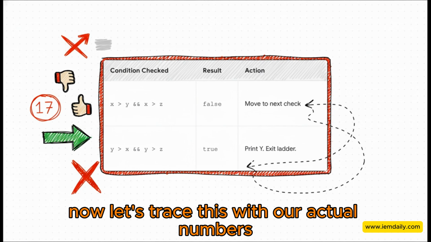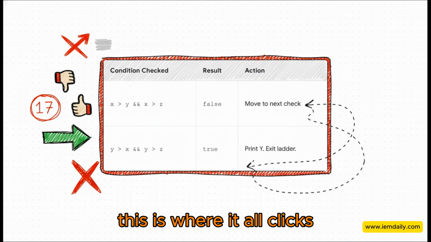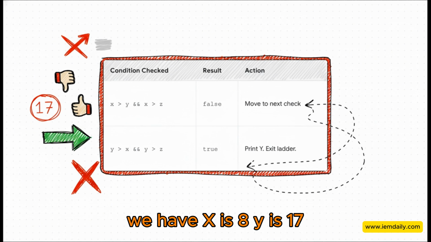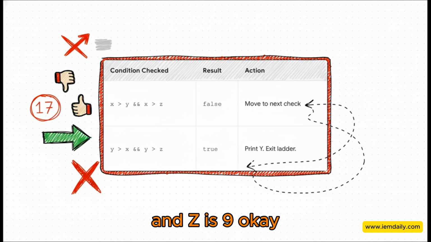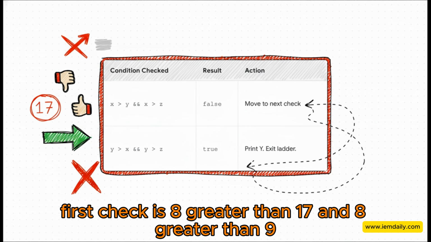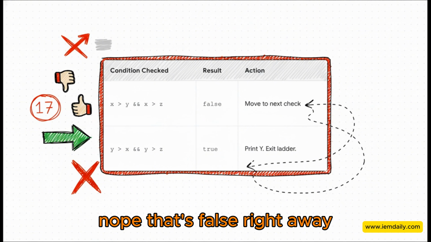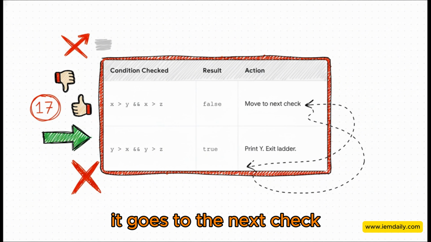Now let's trace this with our actual numbers. This is where it all clicks. We have x is 8, y is 17, and z is 9. Okay, first check. Is 8 greater than 17 and 8 greater than 9? Nope, that's false right away. So the program just moves on. It goes to the next check.